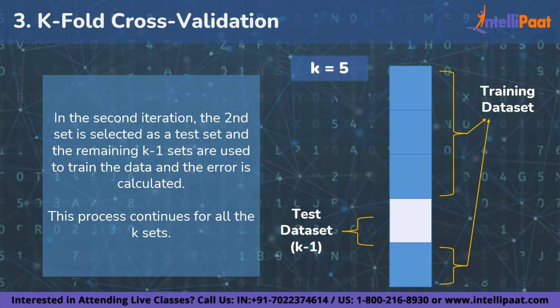And this process continues for all the k sets. Only after that, the mean of errors from all of the iterations is calculated as the cross-validation test error estimate. But the best part about this method is that each data point gets to be in the test set exactly once and gets to be a part of the training set k-1 times. So as the value of k increases, the variance decreases.